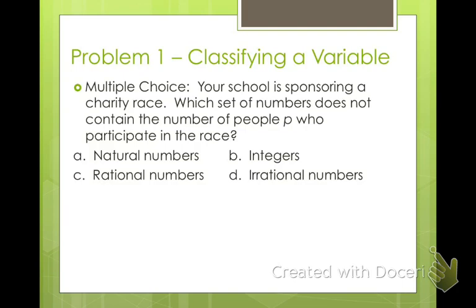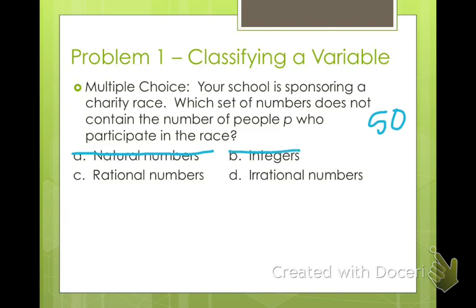Okay, so our natural numbers are our counting numbers, correct? If we counted the number of people, we'd be able to see how many people are there. Let's say, for example, we have 50 people. Would 50 be in the set of natural numbers? Yes, it would. What about integers? Integers are positive and negative whole numbers. Would 50 be in that set? Yes, it would.